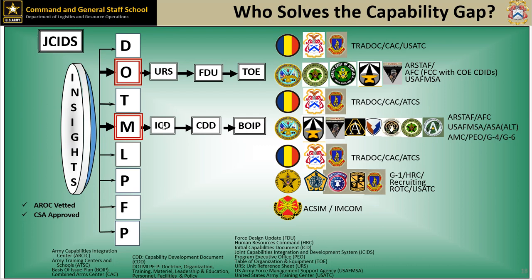Material solutions start with initial capabilities documents and capability development documents, and then basis of issue plans, which defines how those packages of equipment are going to be fielded throughout the force.